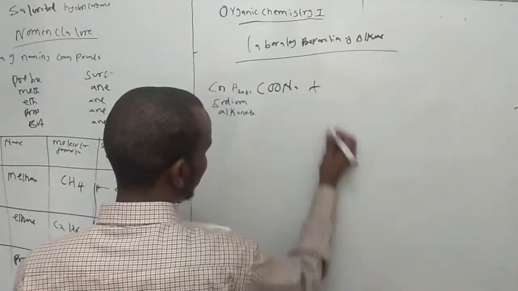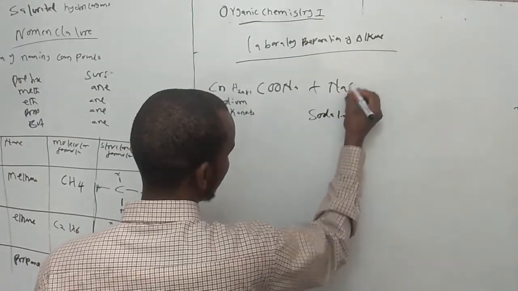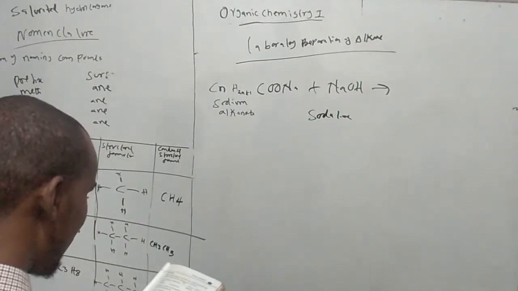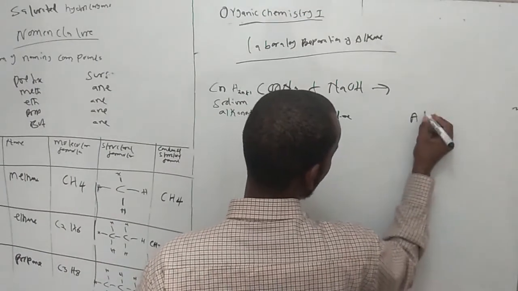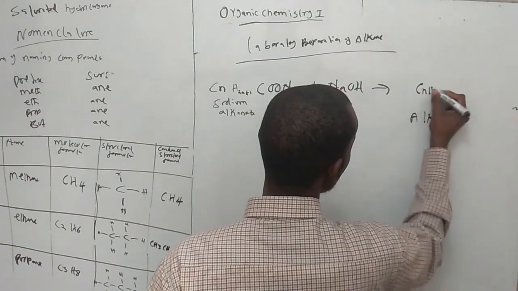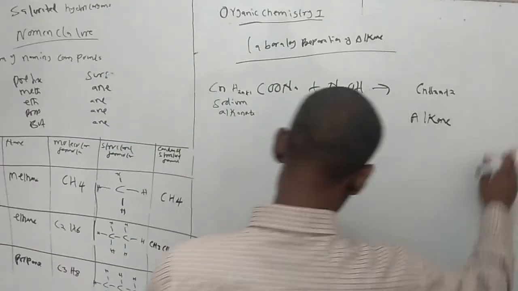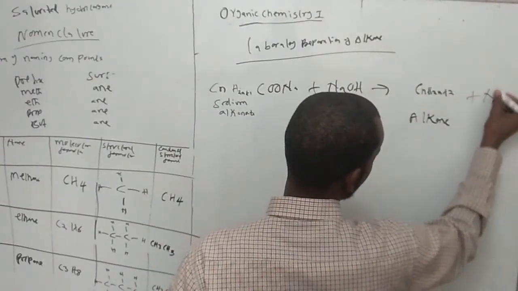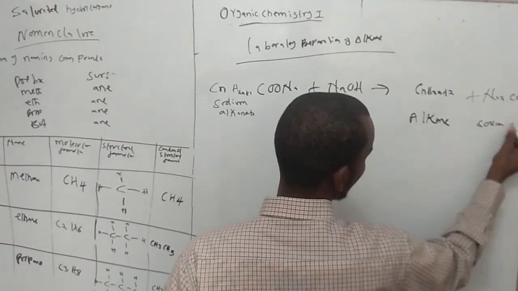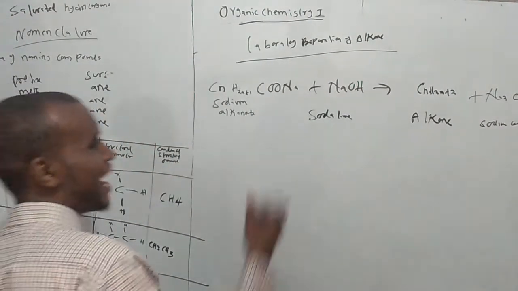Then we react with the soda lime, which in this case is sodium hydroxide. Whenever you react the sodium alkanoate with the soda lime, you get the alkane gas. And remember, the formula for alkane is CnH2n plus 2, plus sodium carbonate. This is the general equation for the preparation of the alkane.